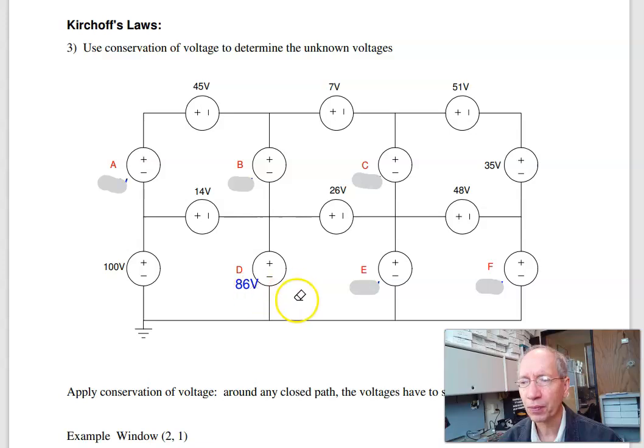D is 86 volts. Around this path, minus 86 plus 26 plus E equals 0. I can solve for E. E is 60 volts. Minus 60 plus 48 plus F equals 0. F is 12 volts. Around this path, minus C plus 5 plus 35 minus 48 equals 0. C is 38 volts. Around this path, minus B plus 7 plus 38 minus 26 equals 0. B is 19 volts. And finally, minus A plus 45 plus 19 minus 14 equals 0. A is 50.